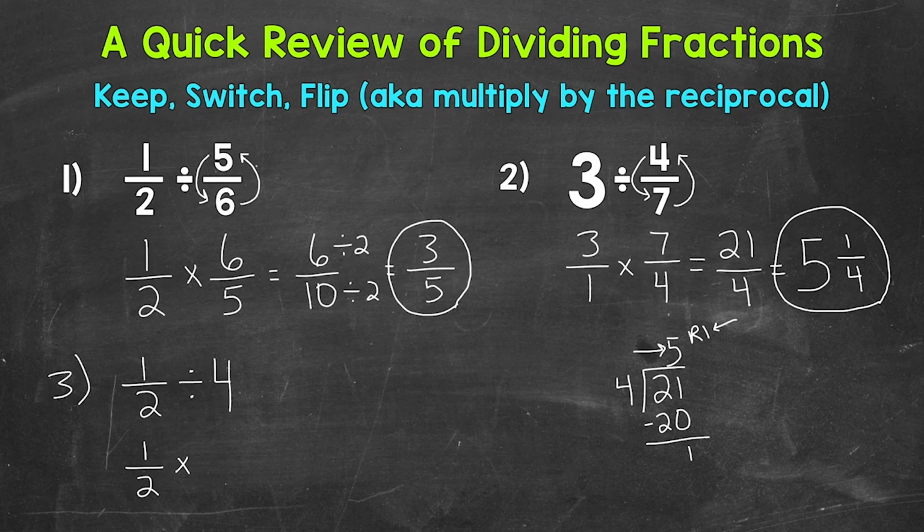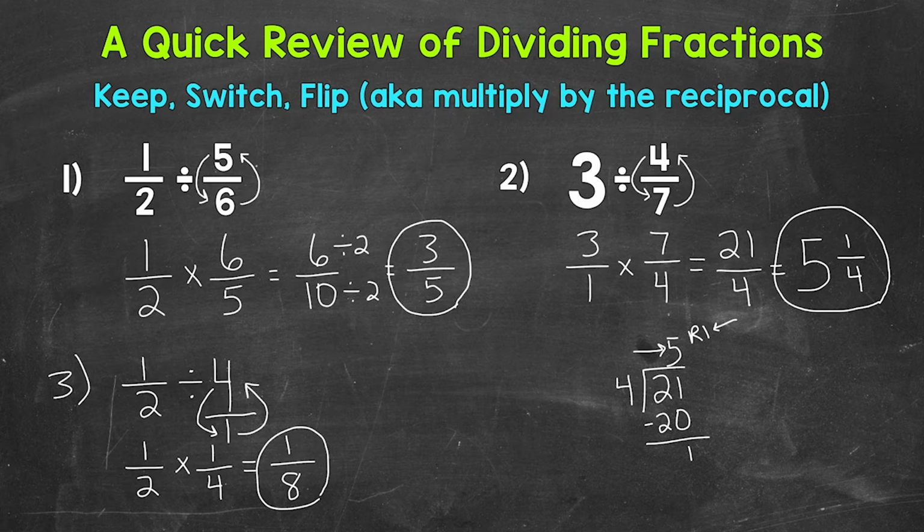and then we need to flip that 4, the reciprocal of 4. So what we do in this case, we put our whole number over 1, we put it in fractional form like we talked about for number 2, and then we flip. So the 1 is our numerator and the 4 is our denominator. So we have 1/4 for our reciprocal or flipped fraction. Then we can multiply straight across. 1 times 1 is 1. 2 times 4 is 8. 1/8 is in simplest form, so we are done.